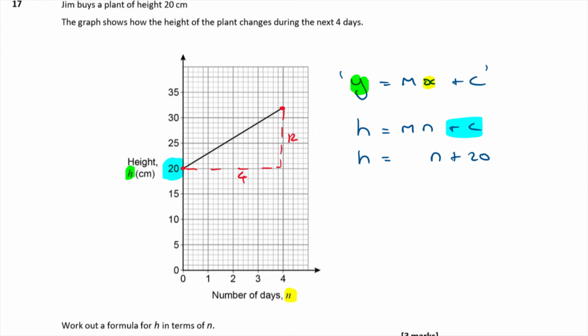Okay, so the gradient of this line, m, is equal to change in y, 12, divided by change in x, 4, and that's 3. Okay, so the m in my equation is going to be 3 then, isn't it? Okay, so we're going to write that 3 in there. So the formula that links h to n here is h equals 3n plus 20.